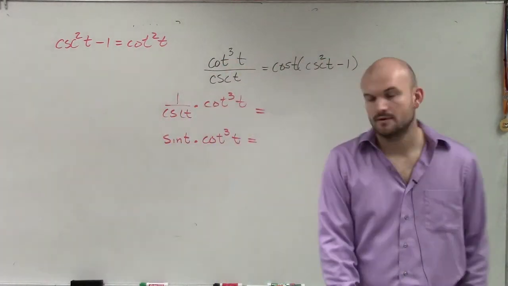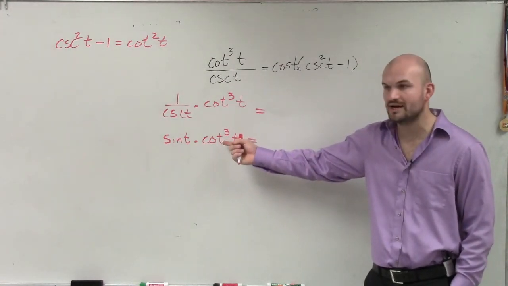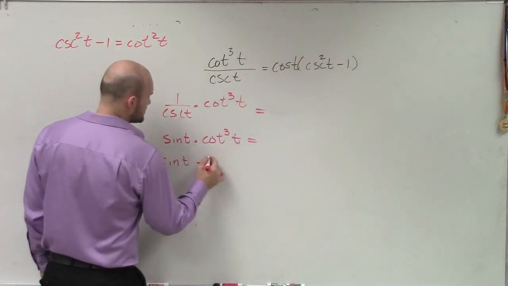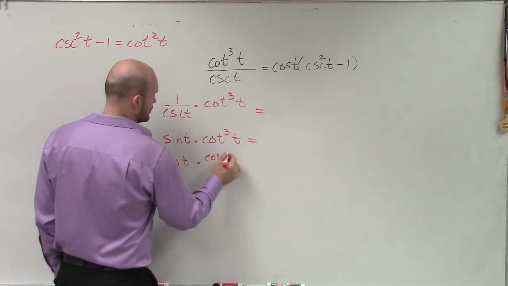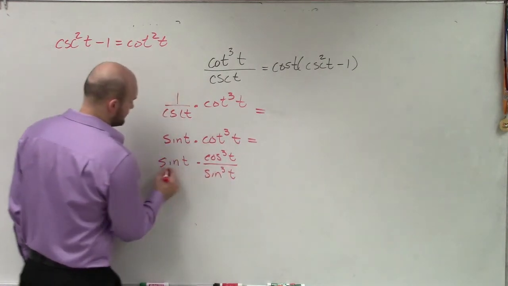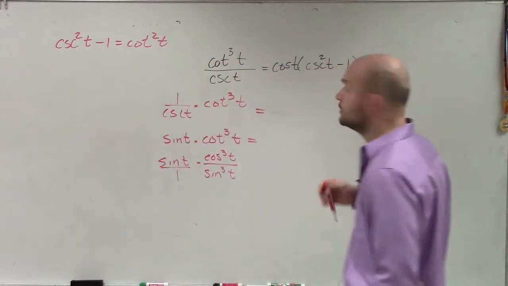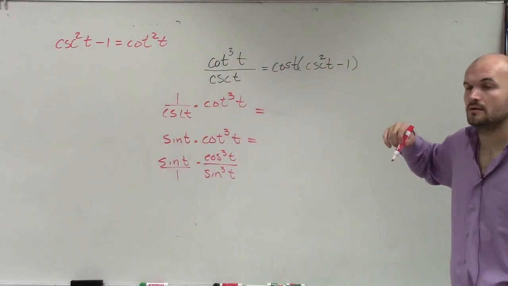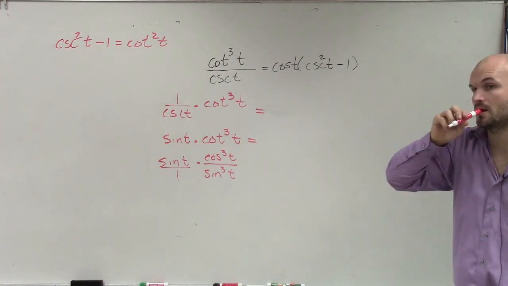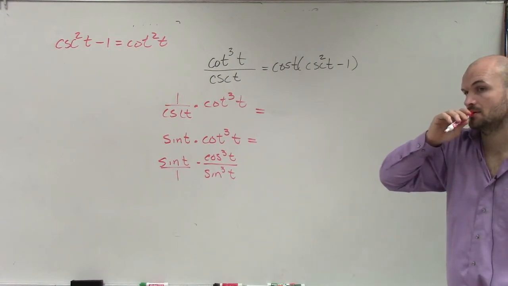All right? Now, let me rewrite this. Let's rewrite cotangent as the quotient identity. So therefore, it'd be sine of t times cosine cubed of t divided by sine cubed of t. Wouldn't it be just sine of t because you already have the t's on the top? No, they're both of them. But when we did that up there, when we had cosine of t times cosine squared of t over sine of t, you just left it. Does that make sense?